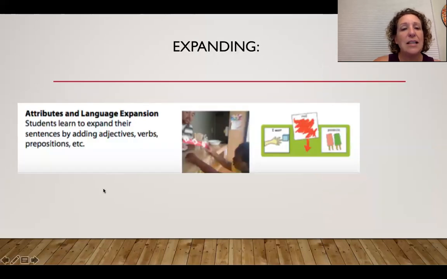All right, so phase 7 and 8 really go on to the expanding. When we're on phase 7 or 8, we're usually transitioning to something called a core board, or we're transitioning to a device if a child is not actually using the verbalizations quite yet, but they understand so much. So we are, of course, going to transfer to a device or a core board. In the expanding attributes in language expansion, students learn to expand their sentences by adding adjectives, verbs, prepositions, etc. Usually during this expanding phase is when we start to introduce, like I said, the device and the core board.